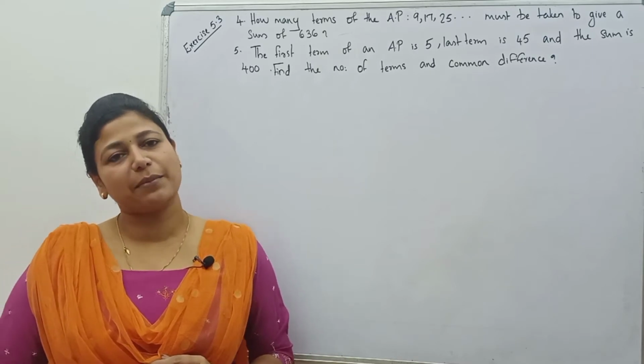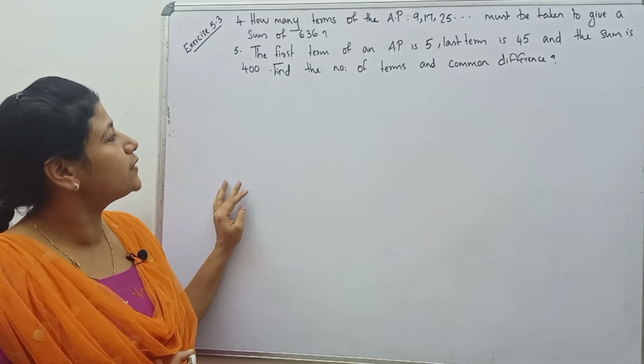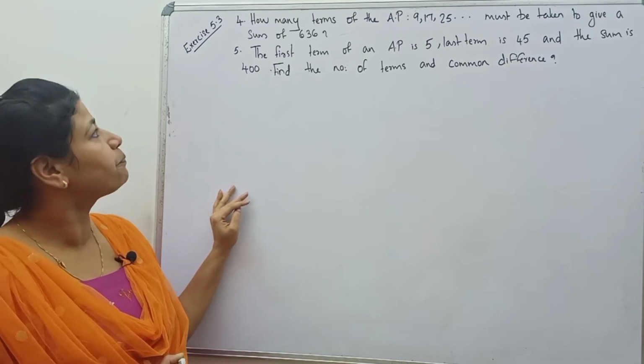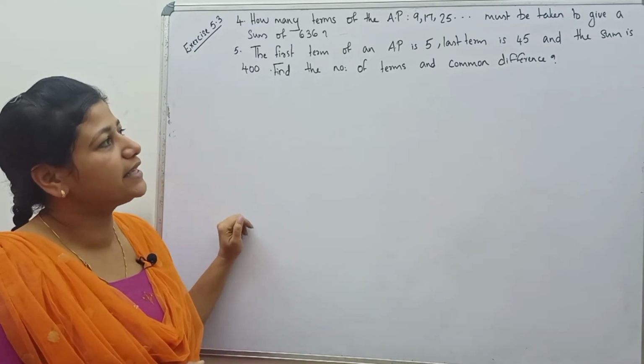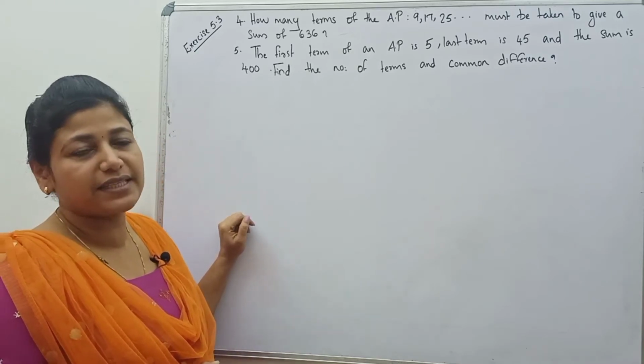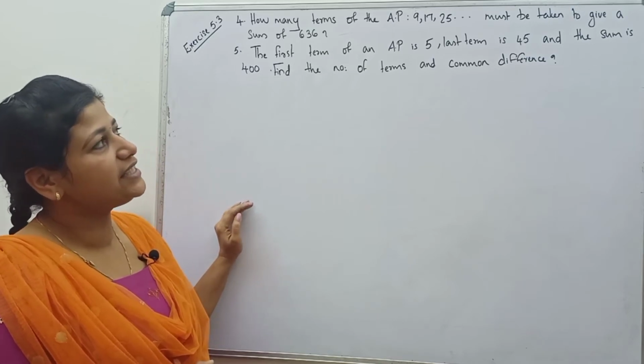Today we'll continue the same exercise 5.3. Here are the fourth and fifth questions. First we will do the fourth question. How many terms of the AP 9, 17, 25, etc. must be taken to give a sum of 636? So we have an AP 9, 17, 25, etc.